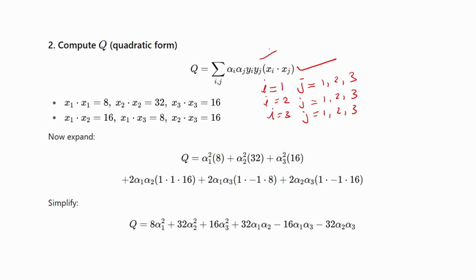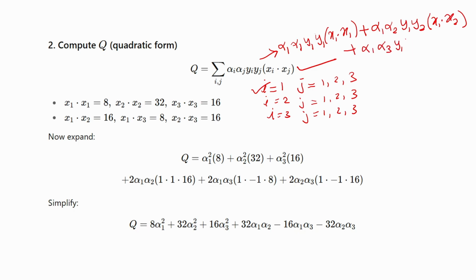When you expand this, I'll show one example. Let us consider i is equal to 1 and j is equal to 1. We get alpha 1 alpha 1 y1 y1 into x1 dot x1. That is our first case, for j is equal to 1. Plus j is equal to 2: alpha 1 alpha 2 y1 y2 into x1 dot x2. Plus j is equal to 3: alpha 1 alpha 3 y1 y3 x1 dot x3.